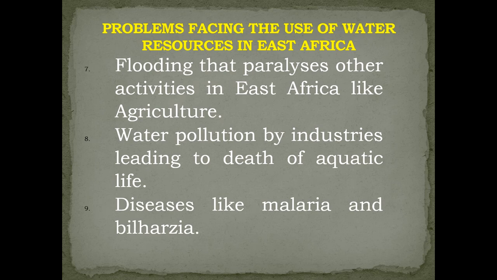Then diseases, especially malaria and bilharzia, which are widely spread along the banks of rivers and along the shores of the lakes, particularly because some of these areas are breeding grounds for the disease vectors. Can you identify the disease vector for malaria? Equally, can you identify the disease vector for bilharzia? It's important that you know what transmits malaria and what transmits bilharzia.